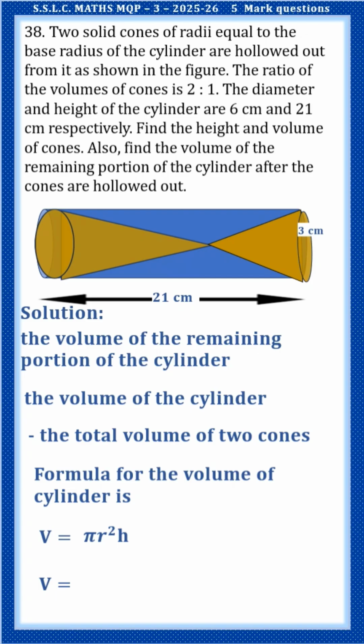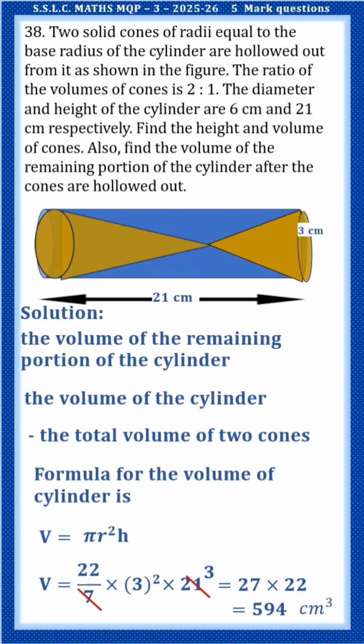Now V is equal to, let us substitute the values. We can take pi as 22 by 7, since 21 and 7 can get cancelled. Here 7 ones are 7, 7 threes are 21. Here 3 into 3 into 3, 27. 27 into 22 is equal to 594 centimeter cube, since it is volume.